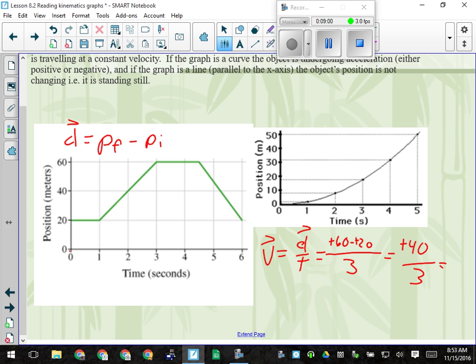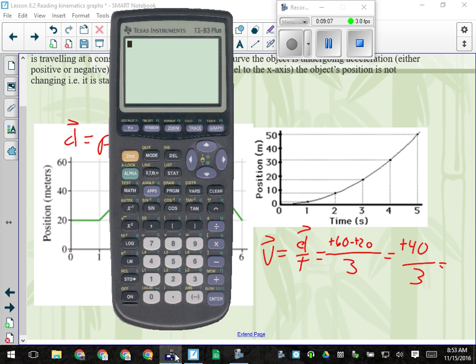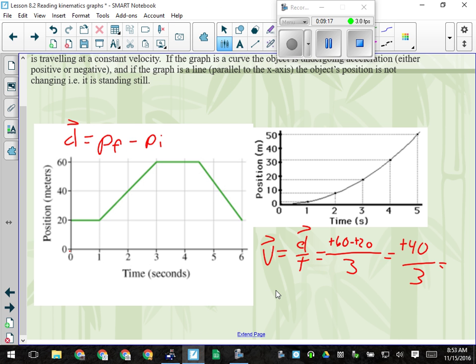Was it 2.3 repeating? No, 23. Let's just figure it out. There you go. 13.3 meters per second, also in a positive direction.